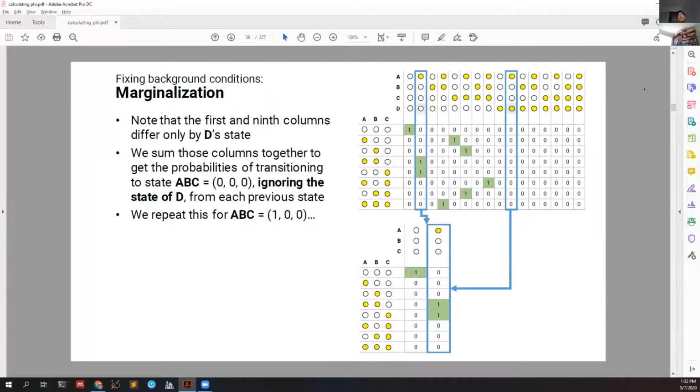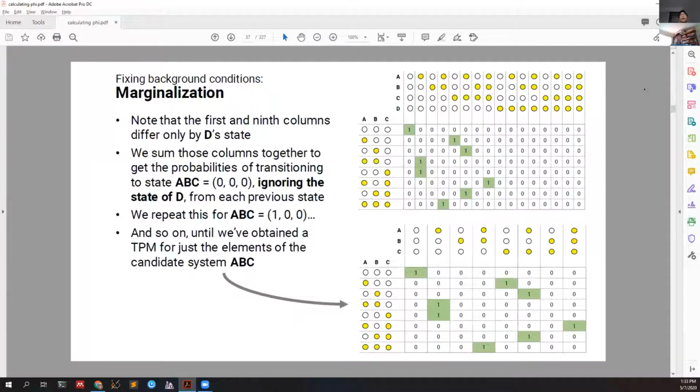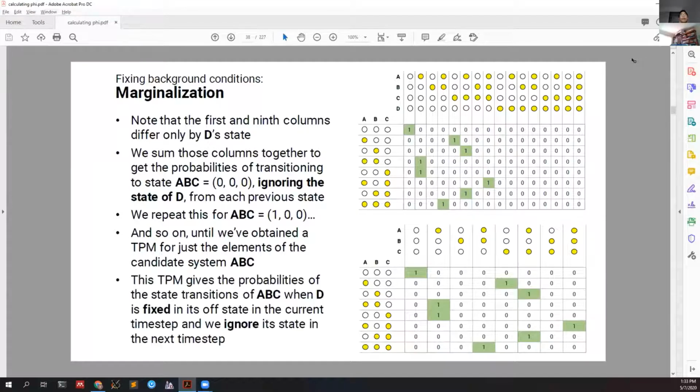And then we can repeat the same thing for other states. I mean, in this case, the A state is on and the B state and C state are off. And again, these two states differ only by D. So we can combine these two by taking the sum of these two probabilities. And then we repeat the same thing for other states. And finally, we get this TPM.